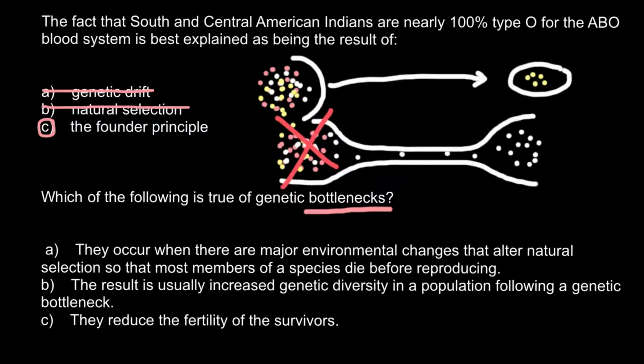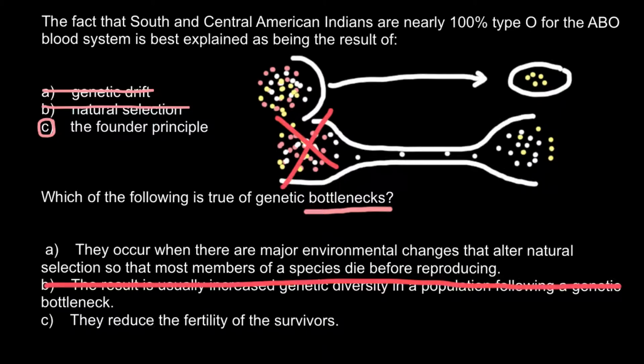Answer B. The result is usually increased genetic diversity in a population following a genetic bottleneck. So, can we expect that after the bottleneck we would find increased genetic diversity? As you see according to this picture, this is not true. Of course, after a certain time, after many generations, there would be accumulation of different mutations, and due to such mutations new alleles would arise, and we would be able to find new alleles in such a community. But this is not what we can expect right after a bottleneck. So we can cross out this answer.